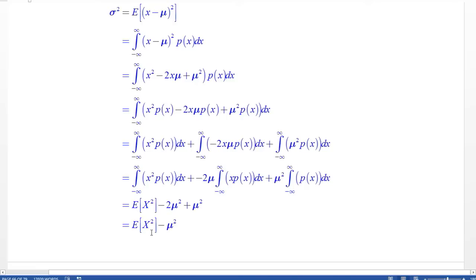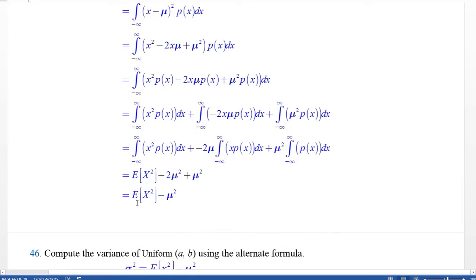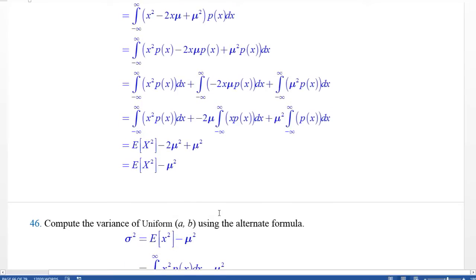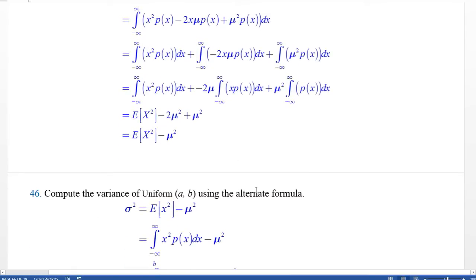So what we get is the definition: it's the expected value of x minus mu squared. And another way to do it, it's the expected value of x squared minus the expected value of x quantity squared. In other words, the expected value of x squared minus mu squared. So let's use this alternative formula to find the variance of the uniform distribution.